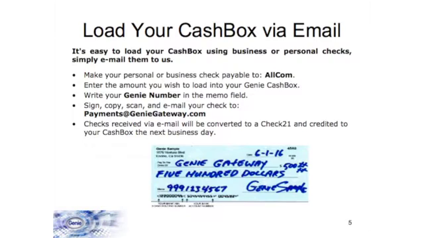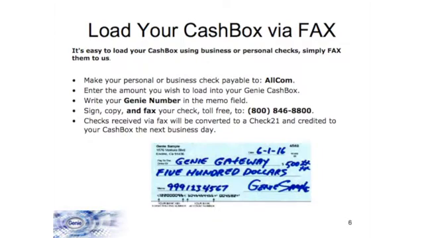Simply email them to us. Make your business or personal check payable to Allcom. Enter the amount you wish to load into your Genie cash box. Write your Genie number in the memo field. Sign, copy, scan, and email your check to payments@geniegateway.com. Checks received via email will be converted into a Check 21 and credited to your cash box the next business day.